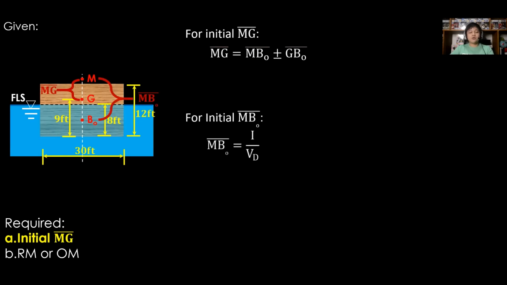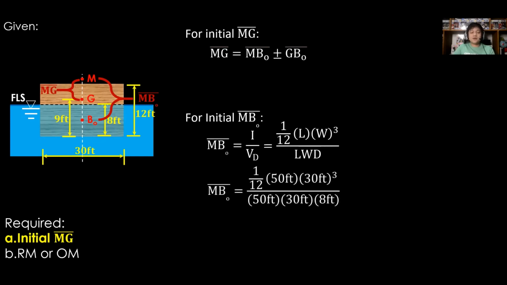is equal to I all over V sub D, where I is equal to 1 over 12 times L times W raised to 3, since the critical section is along the transverse. And for the volume displaced, it is L times W times the draft height D. Substitute L as 50 feet, W as 30 feet, and draft D as 8 feet. MBO bar is 9.375 feet.